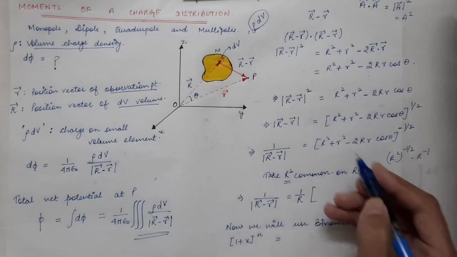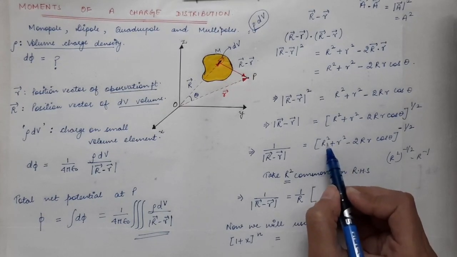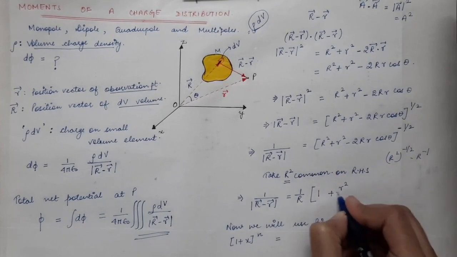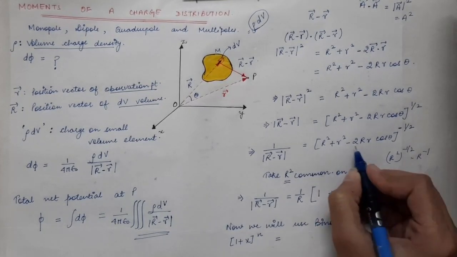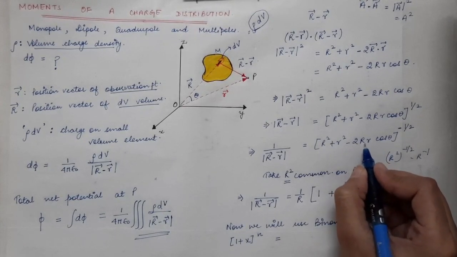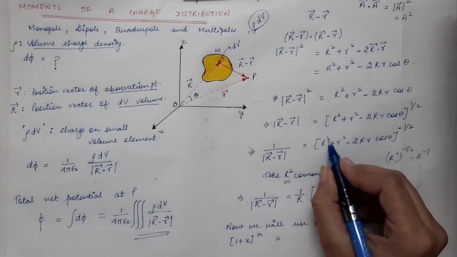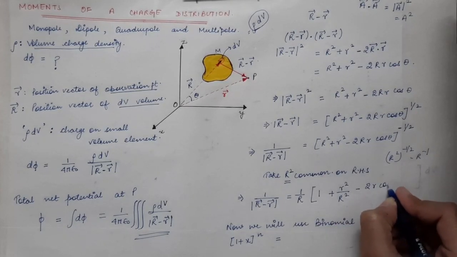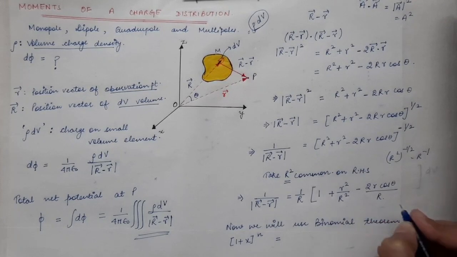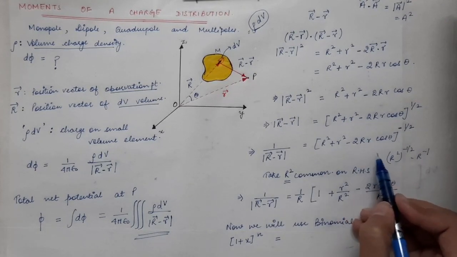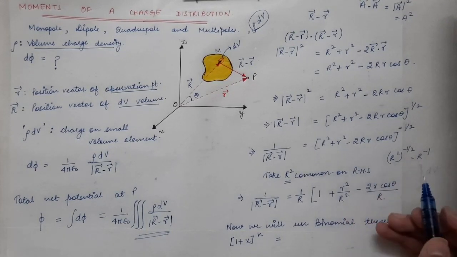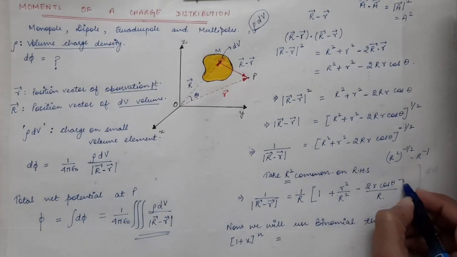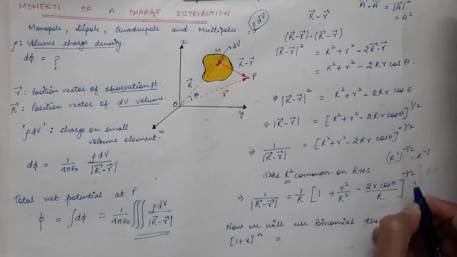And inside the bracket, you have taken R square common. So in the first term you will get 1. In the next term you will get small r square divided by capital R square. And in the last term you already have capital R and you are taking capital R square common, so you will get minus 2 into small r into cos of theta divided by capital R. One capital R cancels with one capital R in the denominator, so you will just get one capital R in the denominator, and the power minus 1 by 2 remains as it is.